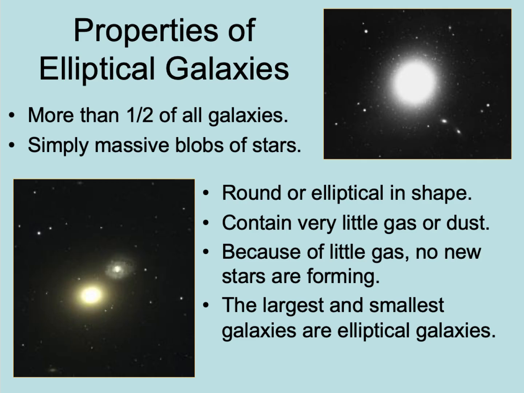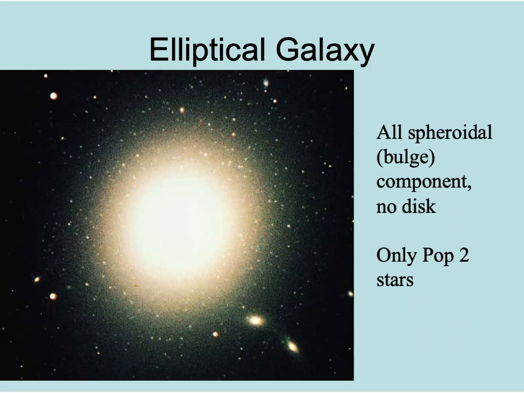Some ellipticals are enormous, but many are quite small. The most numerous galaxies in the universe are dwarf ellipticals. So the biggest and smallest galaxies are ellipticals, meaning that spirals are more middle-sized.